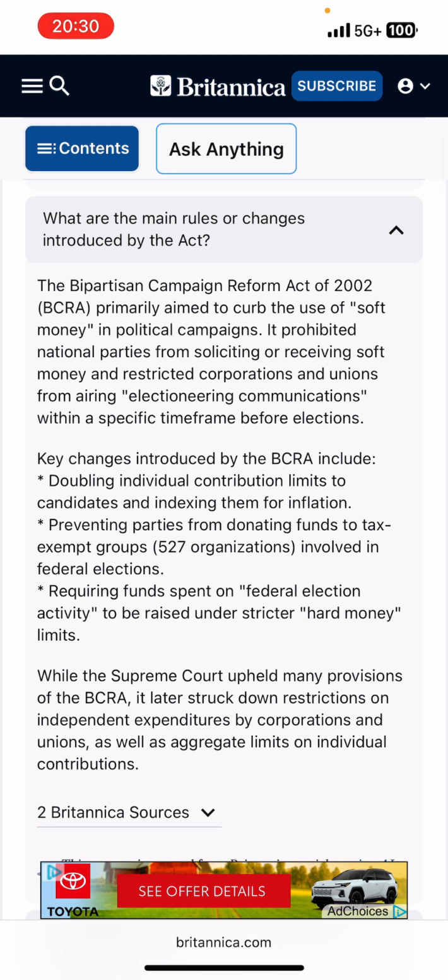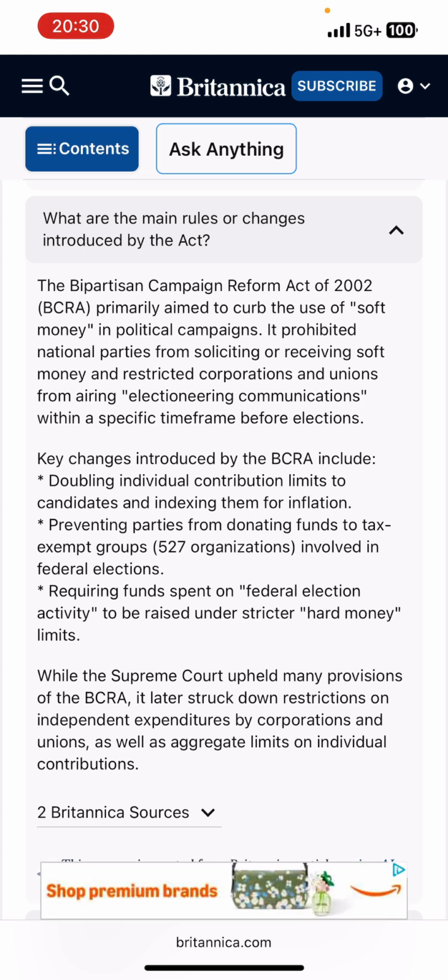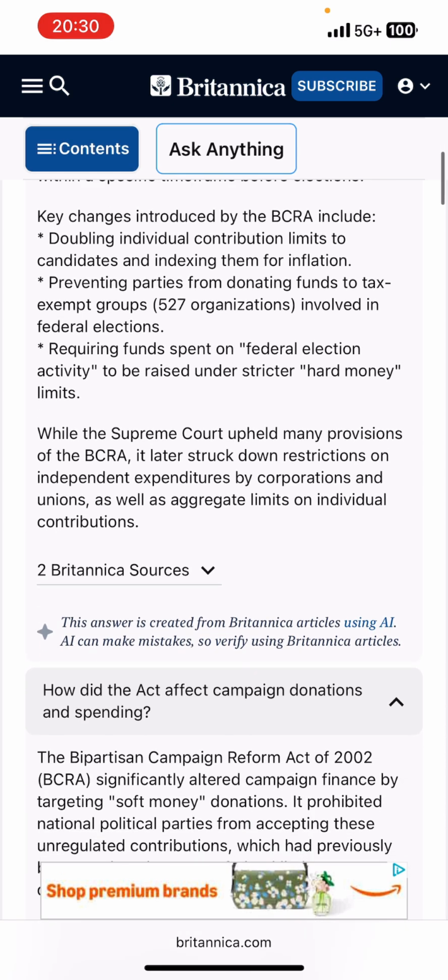What are the main rules or changes introduced by this fine act? The Bipartisan Campaign Reform Act of 2002 primarily aimed to curb the use of soft money in political campaigns. It prohibited national parties from soliciting or receiving soft money, and restricted corporations and unions from airing electioneering communications within a specific time frame before elections.